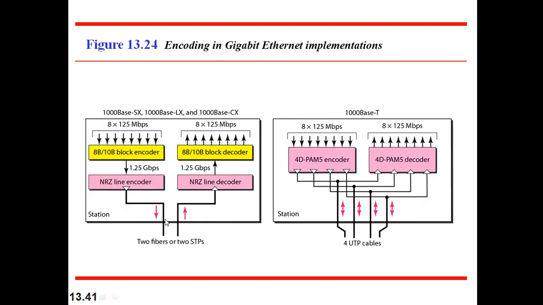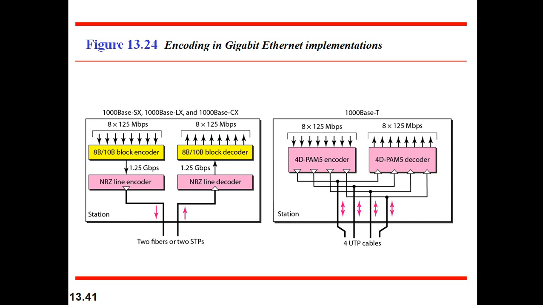These first three mechanisms use two fiber channels or cables, or two shielded twisted pair cables. That is associated with 1000BASE-SX, 1000BASE-LX and 1000BASE-CX. Here we are using an NRZ encoder. This NRZ has a problem with bit synchronization. We face a problem when we have a stream of zeros or a stream of ones.